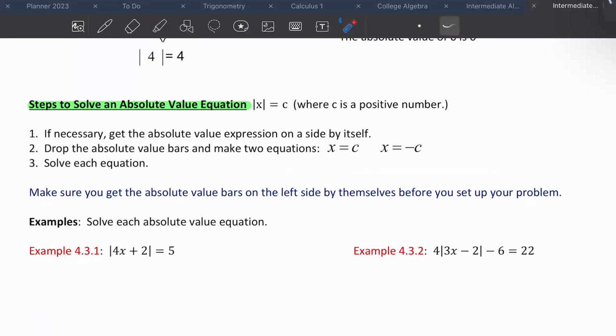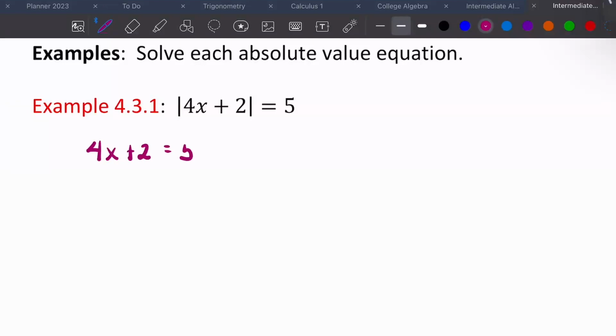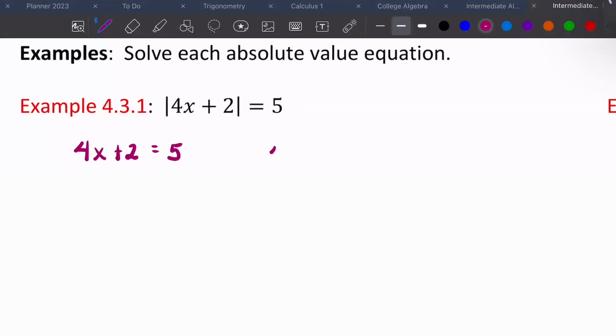And then this says make sure you get the absolute value bars on the left side by themselves before you set up the problem. So look, we have the absolute value of 4x plus 2 equals 5. Our absolute value is by itself on one side, and then it equals everything else. So we're going to make 2 equations. We're going to have 4x plus 2 equal to 5, and we'll have 4x plus 2 equal to -5.